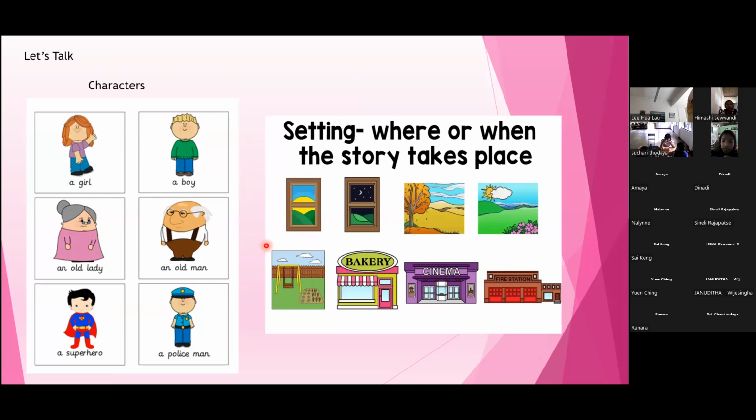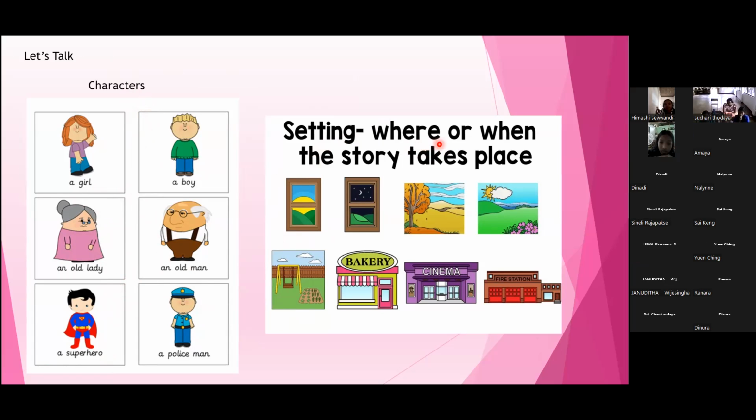So let's do a quick review before we go on to the next slides. So in a story, plot is very important. Beginning, middle, ending. We need to have characters. So characters can be people, can be animals, can be creatures. It's a setting where or when the story takes place. So it can be a time, it can be a season, it can be a weather, it can also be any place. All right. So these two things, you must make it very clear in the beginning of your story so that we can understand where it is taking place.